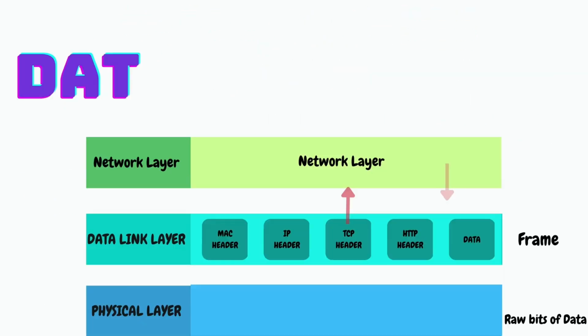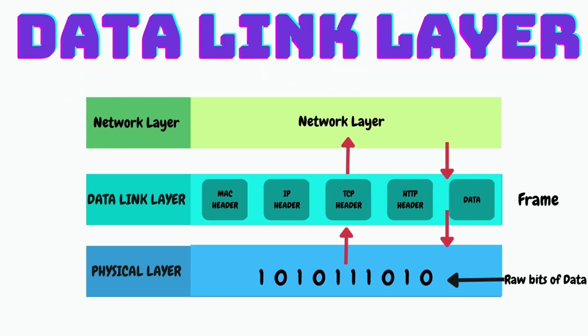The data link layer is responsible for converting the physical layer's raw data into a form that can be understood by the network layer, and for converting the network layer's data into a form that can be transmitted by the physical layer. It also detects and corrects errors that occur in the physical layer.